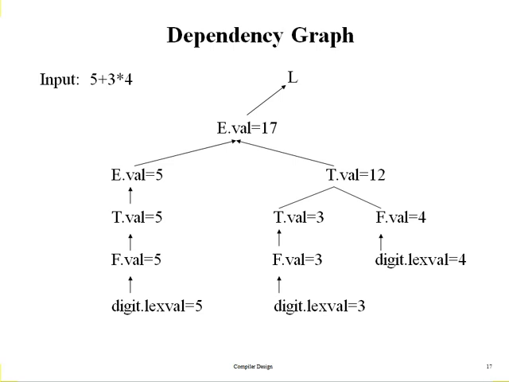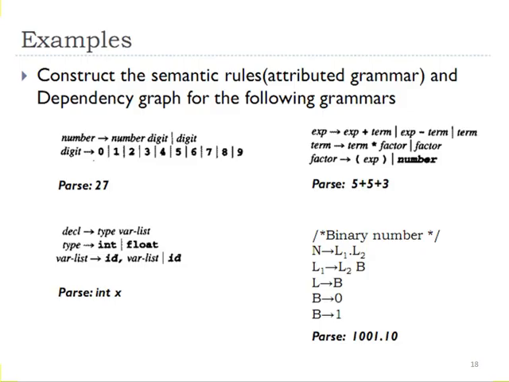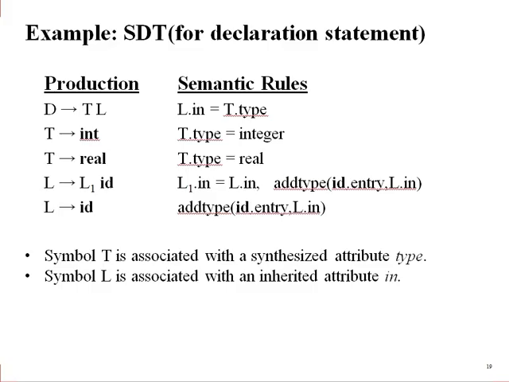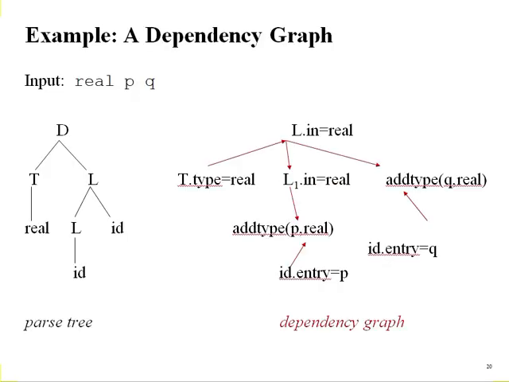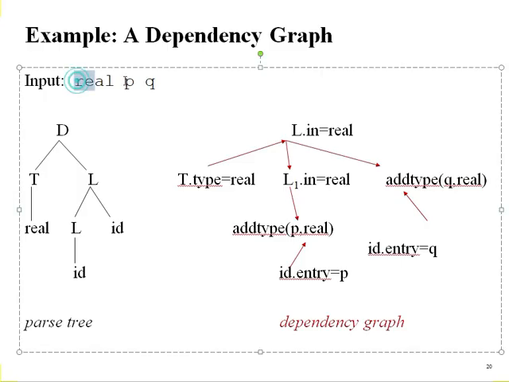So the dependency graph is simply a graph which is used for showing the order of evaluation of the semantic rules. So you can construct some semantic rules for the given grammars. So you can consider those grammars and construct the semantic rules. So this is also an additional example for a declaration statement. For the declaration statement, you can just consider this attribute. This is a string set of input symbols.